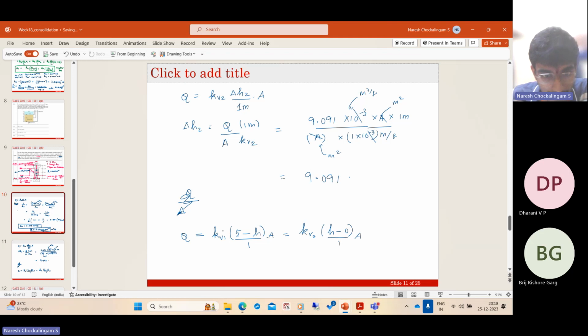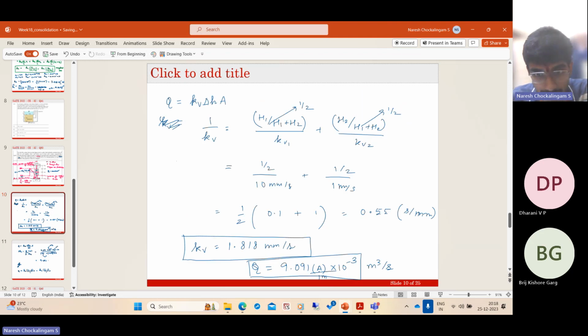Here, the mistake I made is the flow. So here it's not 1 meter, it is 2 meters, right? Because the total length, this is the total flow rate. We are considering the total head loss. So this is 9.091 into 5, which is the total head loss. So Q is equal to KV into the total head loss divided by the total length. So total length is 2, 1 meter for the first soil and 1 meter for second soil. So Q actually is 9.091 divided by 2.